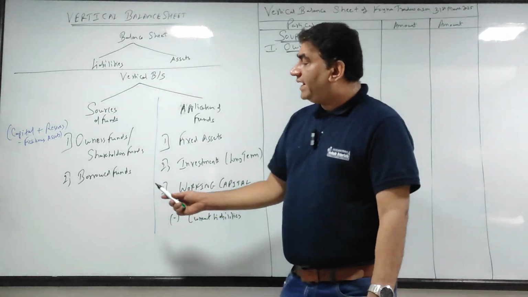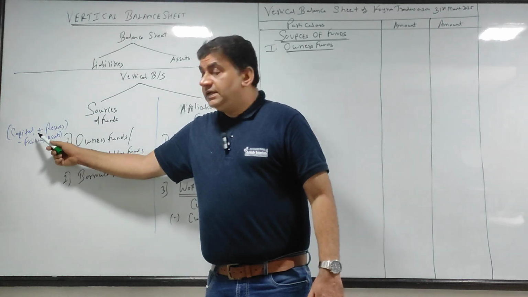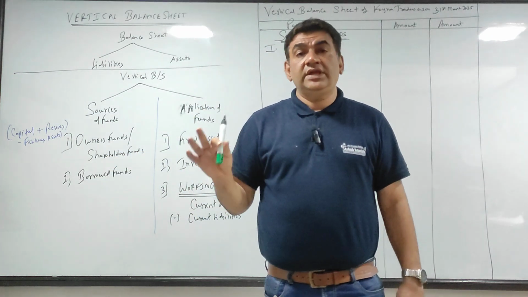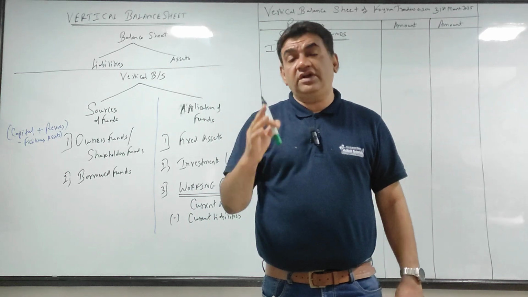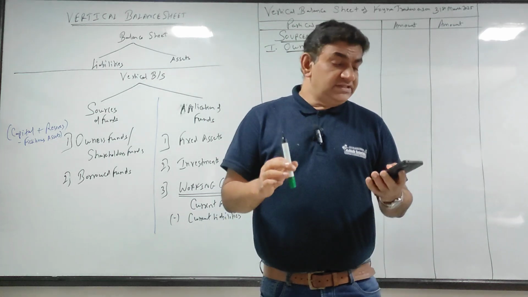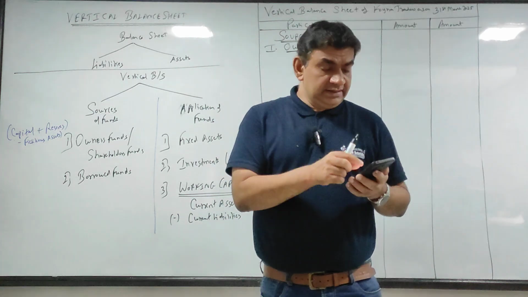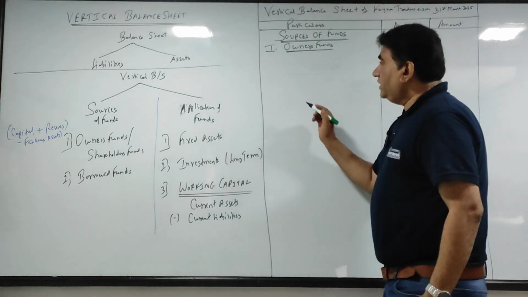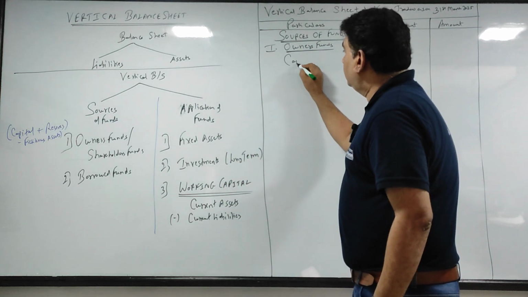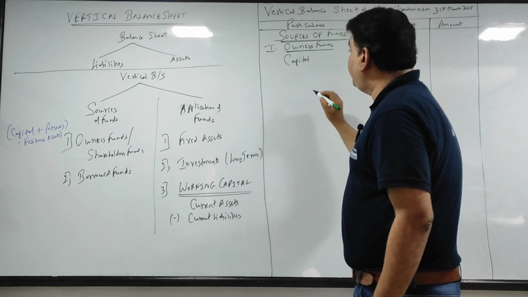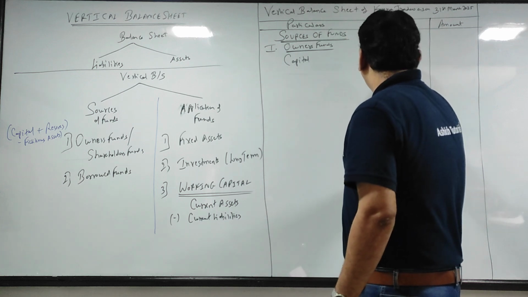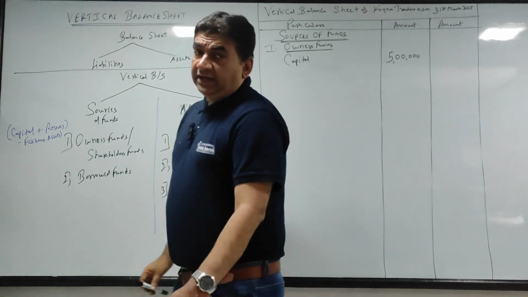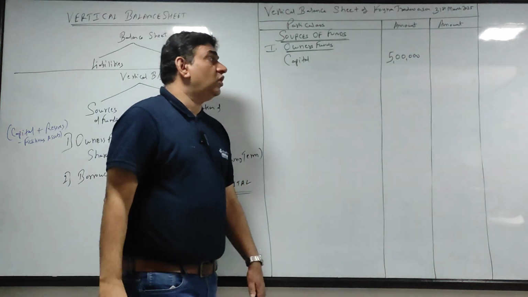अभी देखो मैंने क्या बोला ब्रैकेट्स में, capital plus reserves. Now see, if it is a company, you all know equity share and preference shares आता है. You all have done accounting for shares. This is a sole trader. तो खाली capital कितना है? Capital 5 lakhs. So what you do? Owners funds में write capital, put in the first column 5 lakhs.